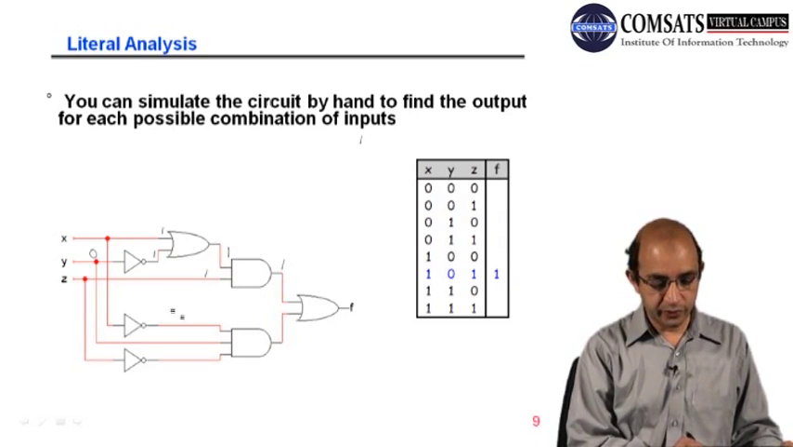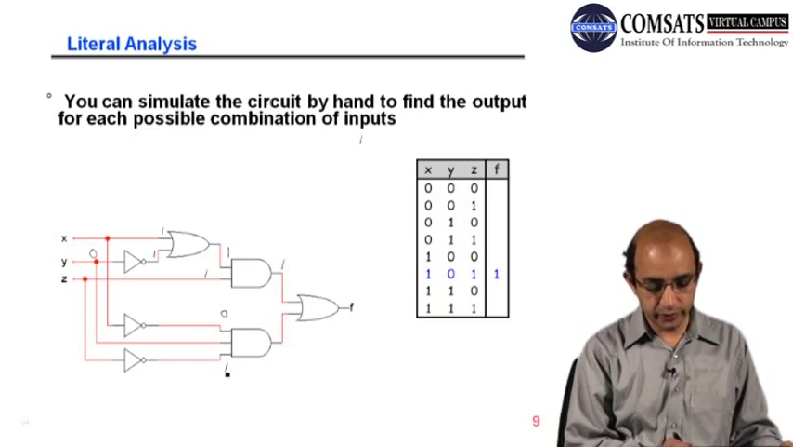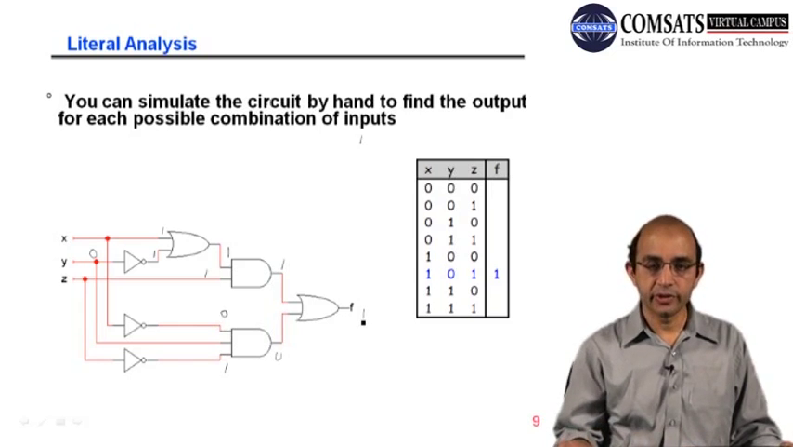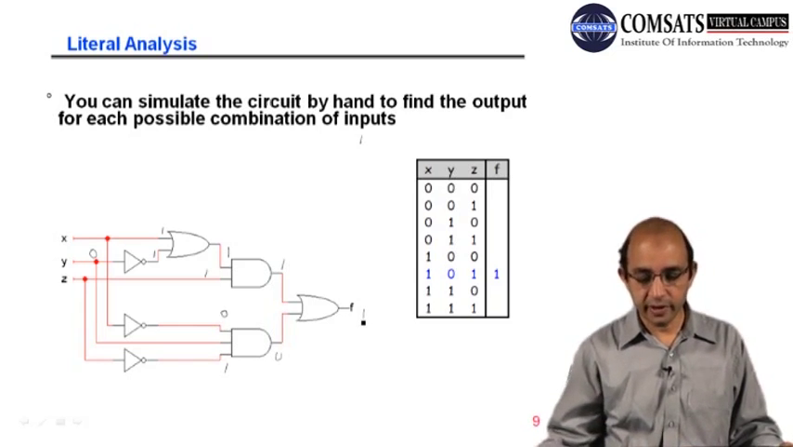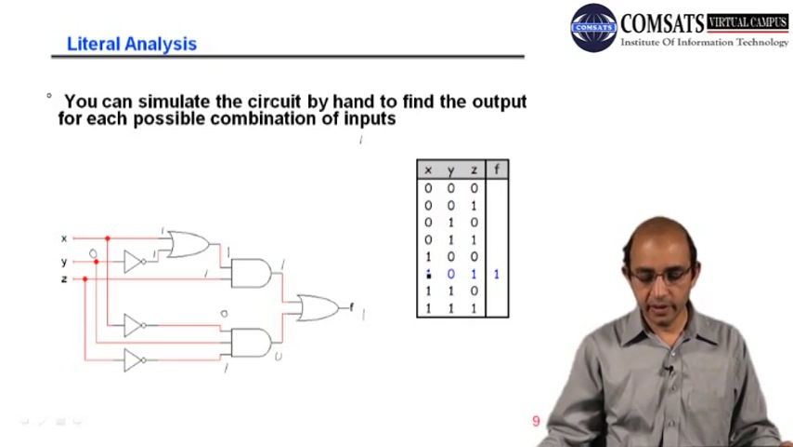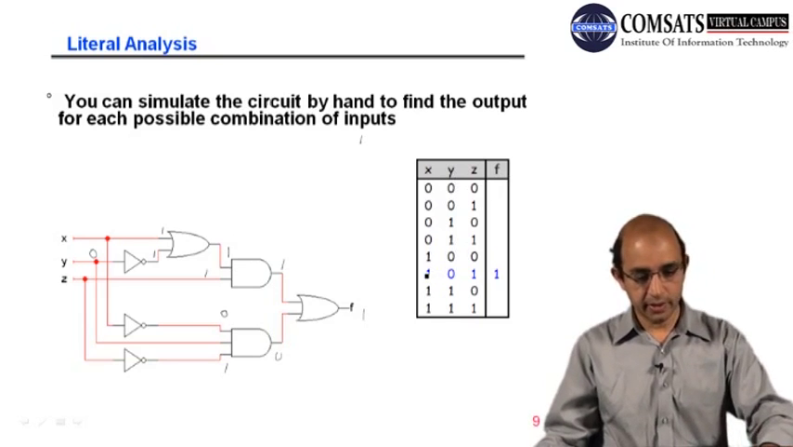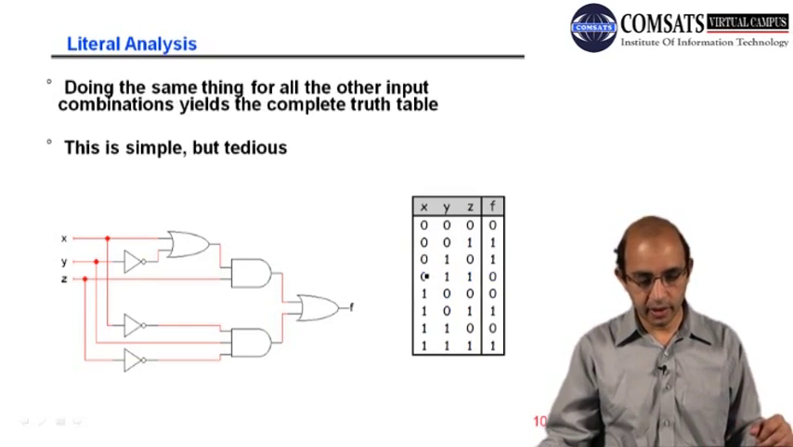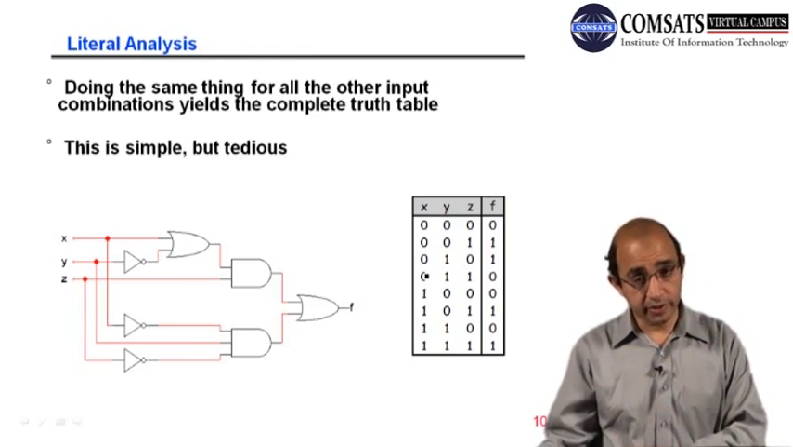So this is 0, and here we have 1, so this is 0, so we will be getting a 1. This is the behavior of the circuit when we apply this input combination. So this is the literal analysis, and we can do the same thing for all other combinations.